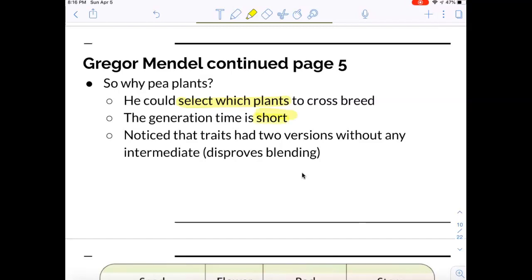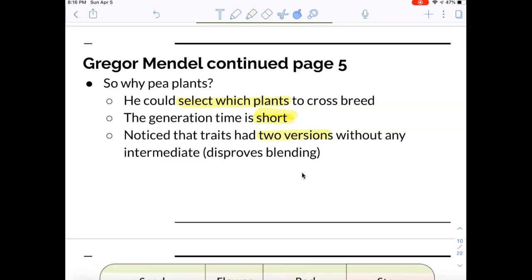Short generation time. Okay, if you didn't know, it takes 9 months for a human to grow, and then about 20-something years, sometimes longer, for them to mature. With peas, we're talking weeks to months, so a lot easier to do. Lastly, he noticed that every trait had 2 versions without any intermediate. So again, it's not this 5'8", 6'10", 6'3" business or anything like that. Instead, we saw 2 versions.